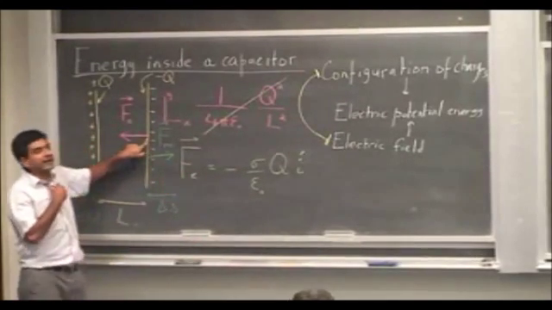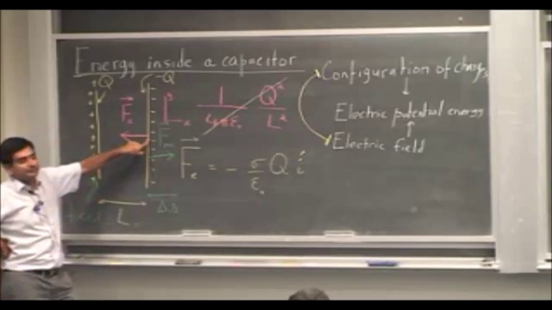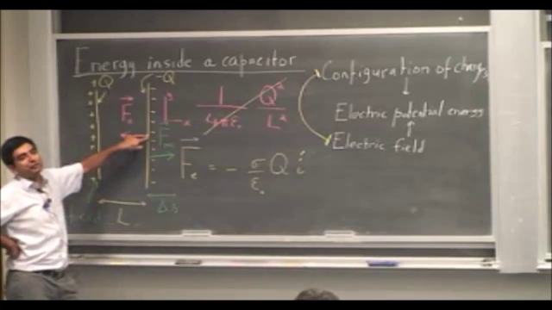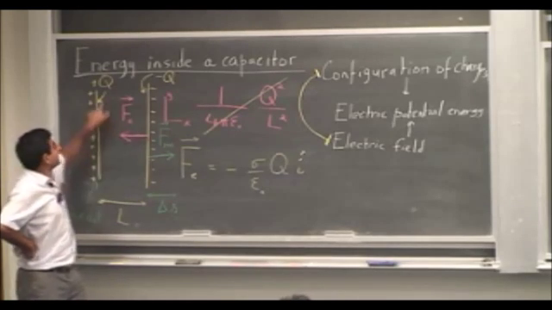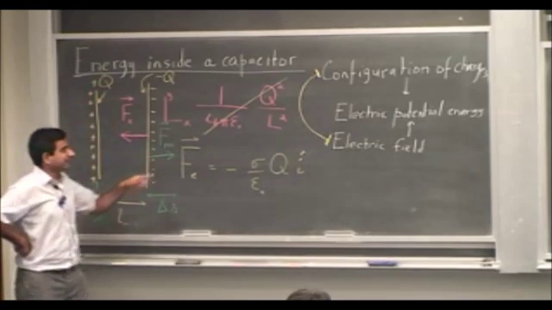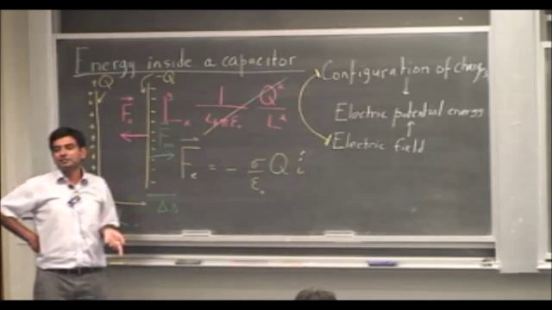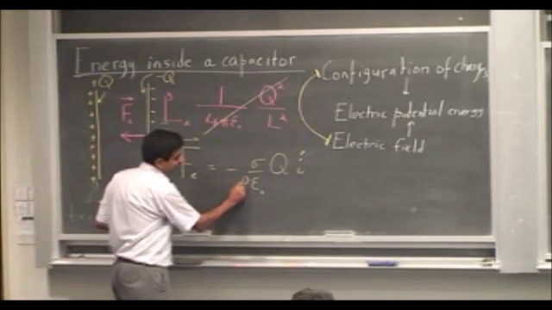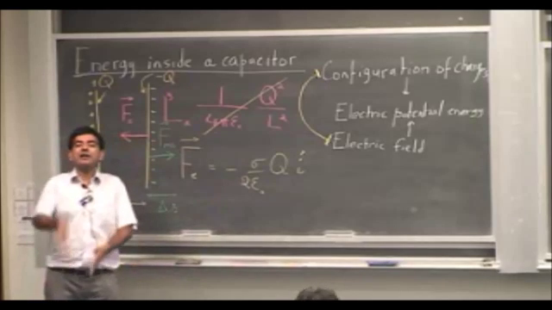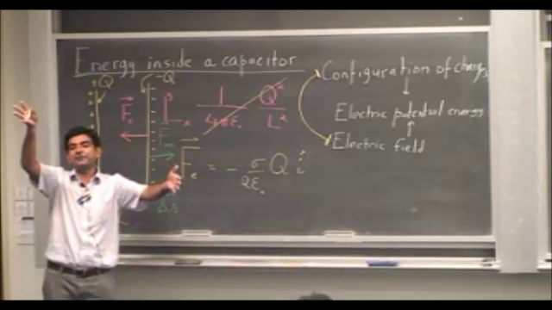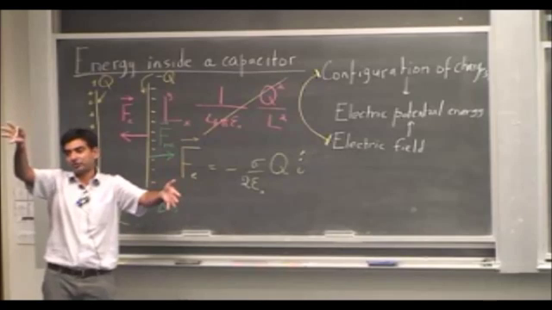Now when we were calculating the electric force on this plate, we need to find the electric field due to this plate. Now what's the electric field due to this plate? Is it sigma over epsilon naught? No, it's sigma over 2 epsilon naught. You just have one plate and you want to find the electric field due to that plate, it's sigma over 2 epsilon naught.